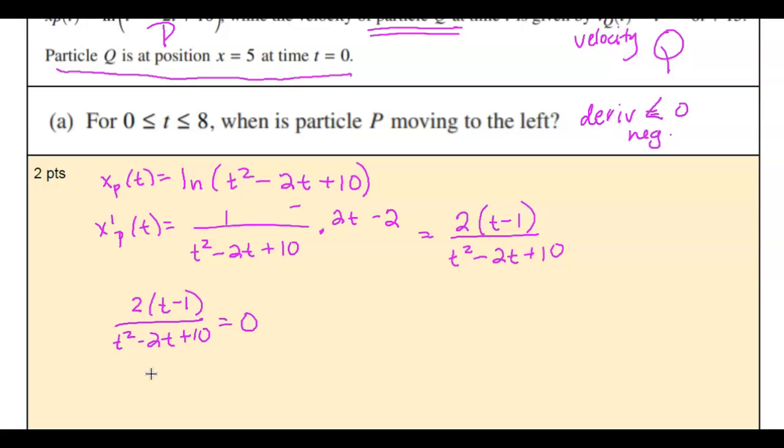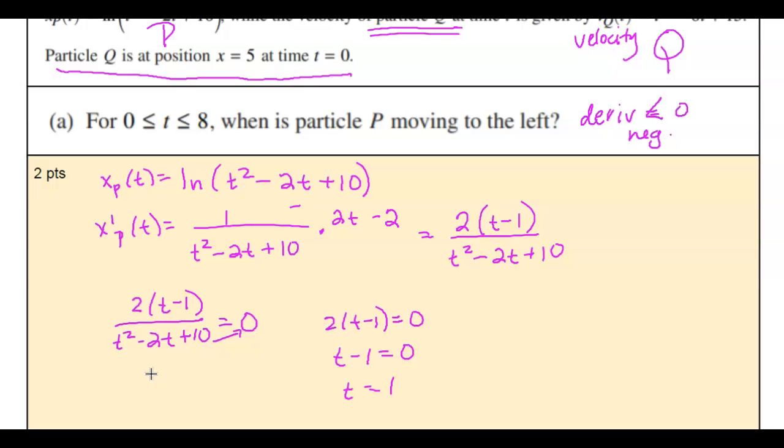Okay, so if I look at the denominator, it doesn't factor, and no matter what numbers I plug in, it's going to be positive for all. So I can multiply by the denominator. So I really get 2t minus 1 equals 0. Divide by 2 and add 1. Okay, so now at 1, it could possibly change directions.